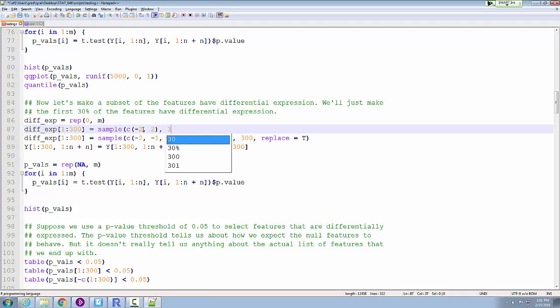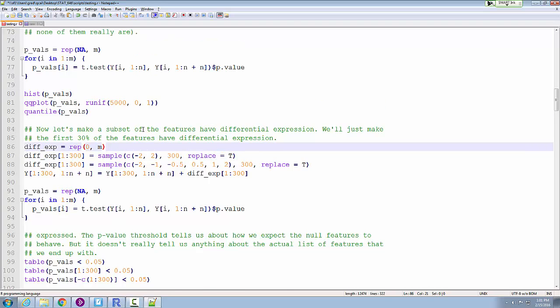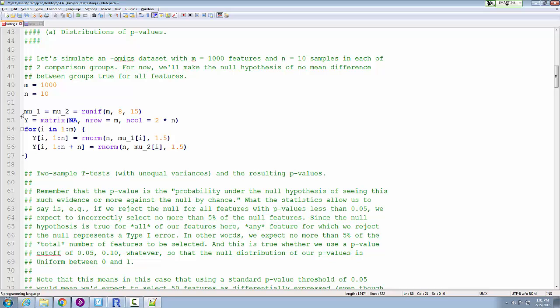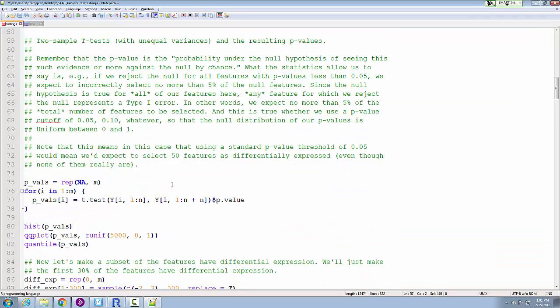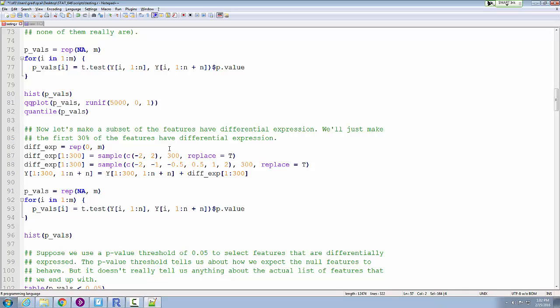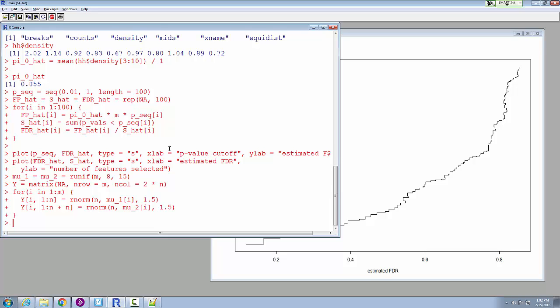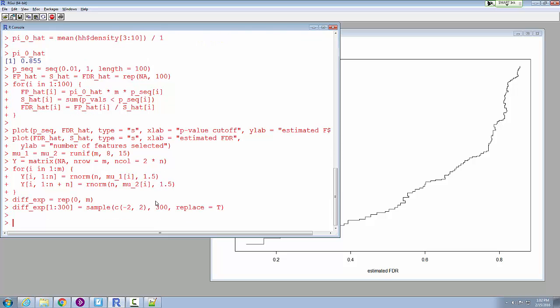So any feature that's differentially expressed will have a mean difference in absolute value of 2, which is bigger than a lot of them that we currently have. So I'm going to rerun this code to generate some data and then create stronger differential expression. So if I increase the strength or the magnitude of differential expression, let's see what happens.